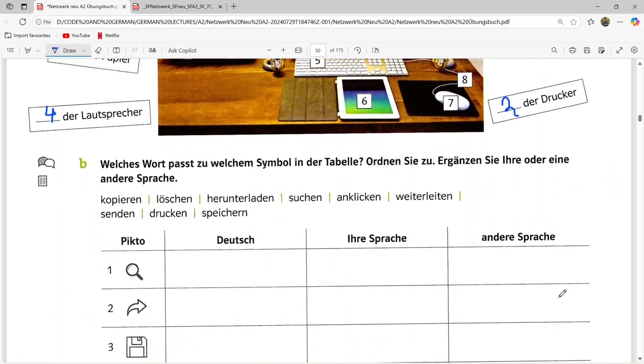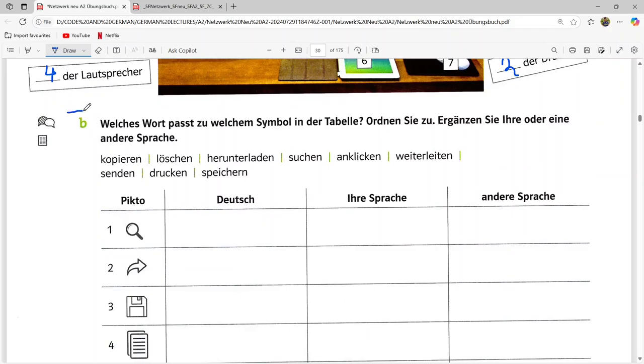Okay, let's go down, solve the next task. 1b. Welches Wort passt zu welchem Symbol? So these are the words. So which words fit with these symbols? Ordnen Sie zu. So order them. Ergänzen Sie Ihre oder eine andere Sprache. So also write the names in your language or other languages.